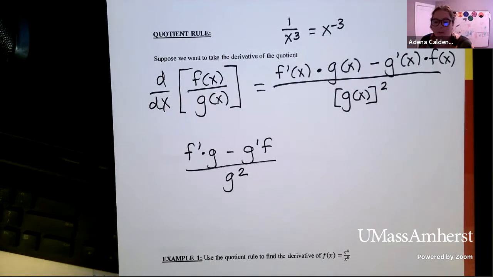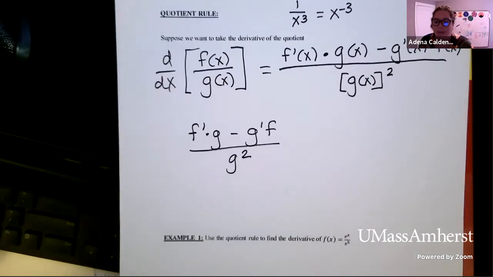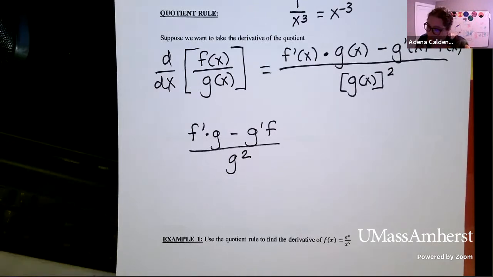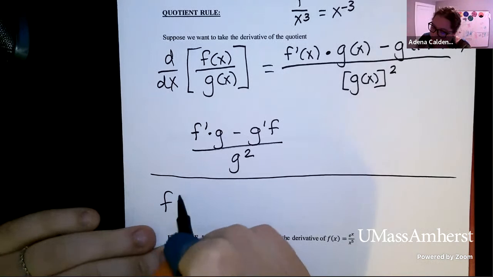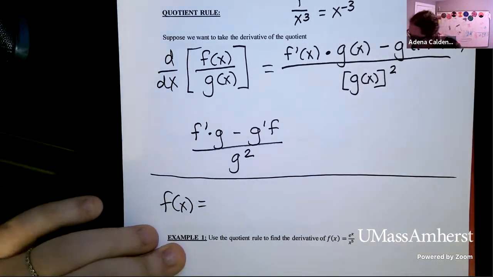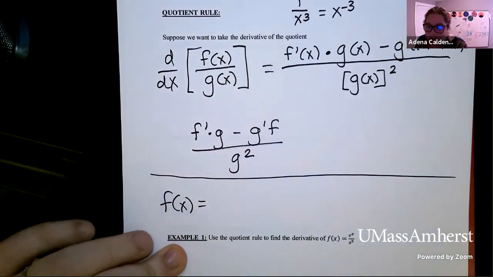Okay, so let's start with an example so we can see how to apply this. I'm going to write this just a little bit bigger. So our function here that we're going to look at is e to the x over x to the fifth.